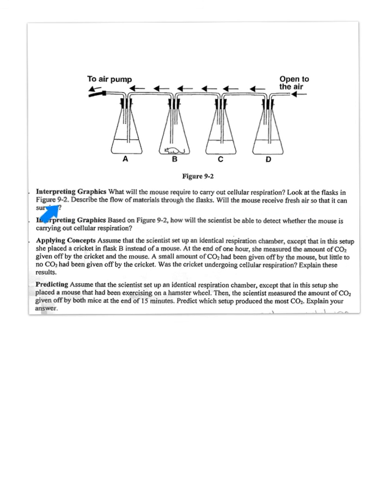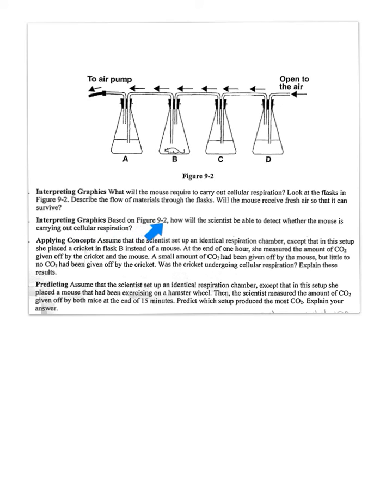Look at the flask, A, B, C, D, right? Describe the flow of materials from the flask. Will the mouse receive fresh air so that it can survive? Yes, it will, because the oxygen is going to go flowing through here, and I explained that to you in the beginning of the test.